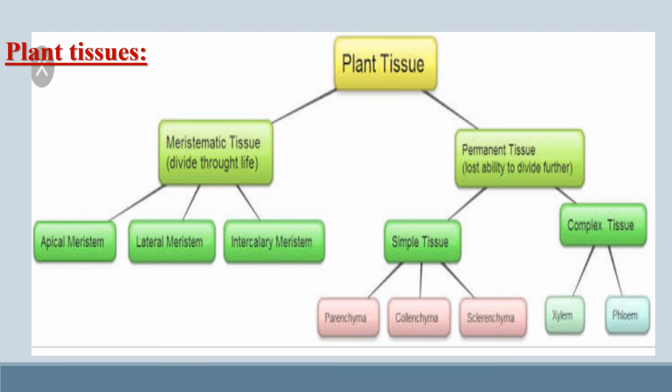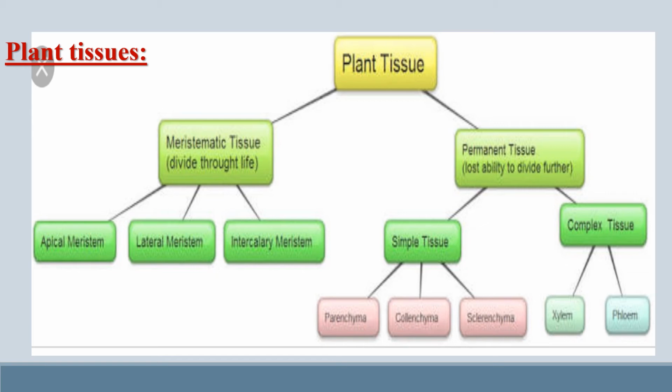There are mainly two types of plant tissue. First is meristematic tissue, second is permanent tissue. Meristematic tissue means dividing tissue, which divides throughout the life cycle. Second is permanent tissue, which loses the ability to divide further. Meristematic tissue can be further divided into three tissues: apical meristem, lateral meristem, and intercalary meristem. And permanent tissue has two types, simple tissue and complex tissue.